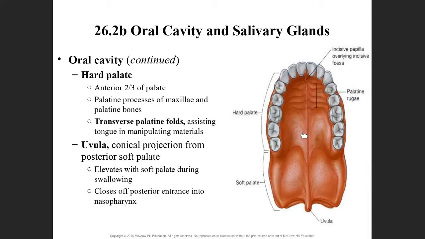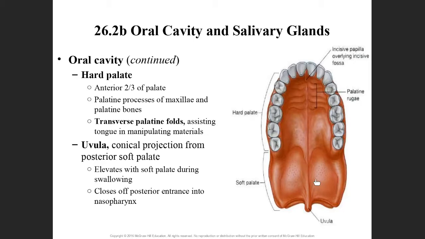We have some transverse palatine folds, which we call palatine rugae, in the hard palate, and it's important for manipulating material. It can help our tongue to manipulate the bolus.